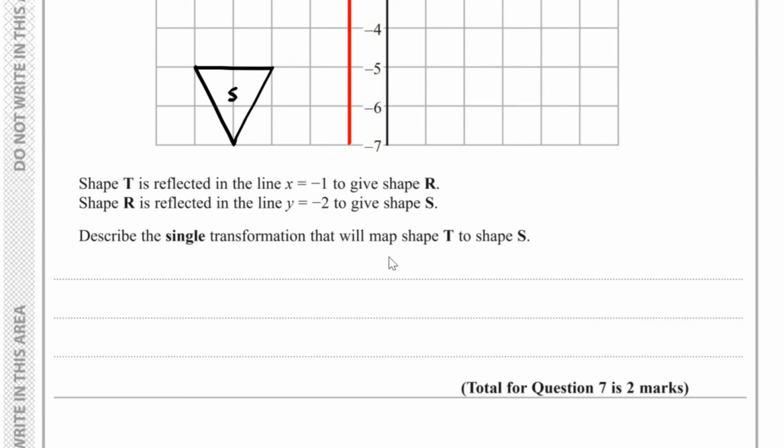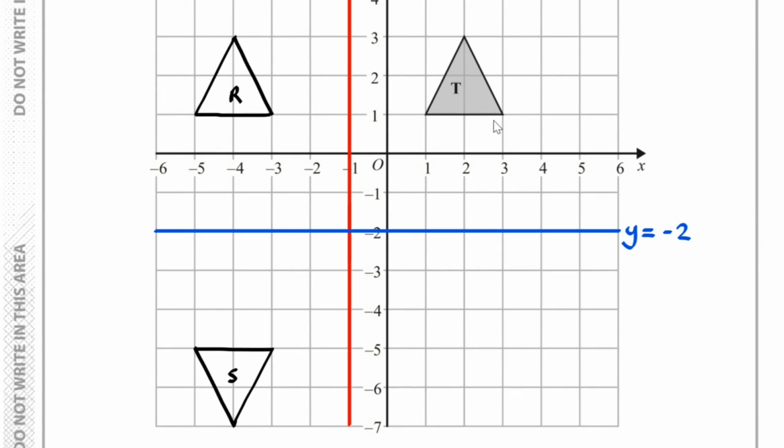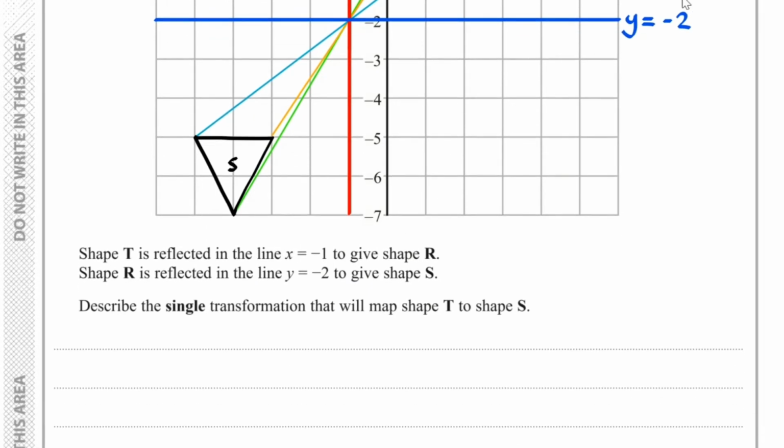And what we need to do is describe the single transformation that will map shape T to shape S. Well, if we match up the vertices, this one with this one, say, then this one with this one, and then this one with this one, and this one with this one, it turns out what we have over here is a rotation 180 degrees clockwise with center -1, -2.